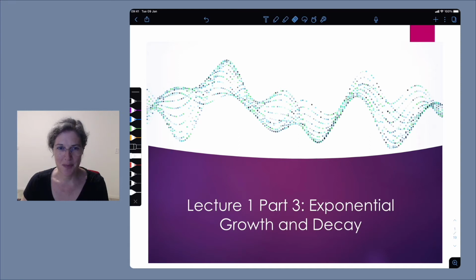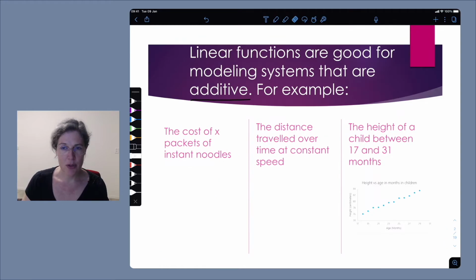Welcome back. So although most of this part of the lecture is going to be about exponential growth and decay, we're actually going to start by talking a little bit about linear growth, because I think it's quite important to see the differences between the two and the kinds of things that we might model with linear versus the kinds of things we might model with exponential growth. So linear functions are really good for modeling systems that are additive.